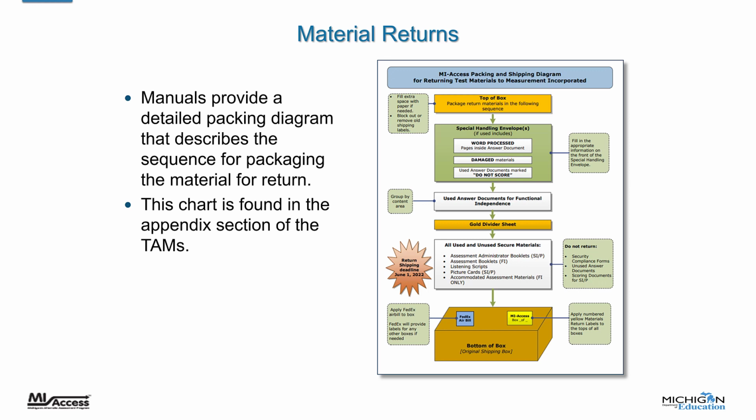Included in the TAM is a packing diagram shown here that provides a quick reference on how to pack and ship your material returns. Please take the time to review this chart and the material return section if you are a coordinator. Note the final date for material return shipping is June 1st, 2022.